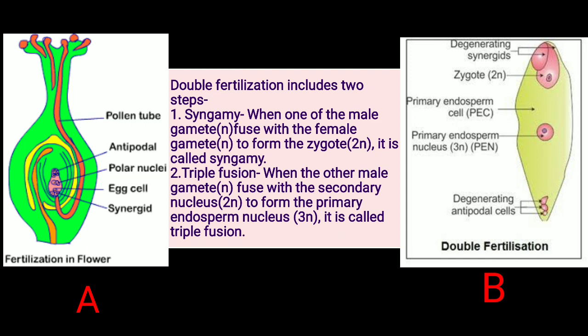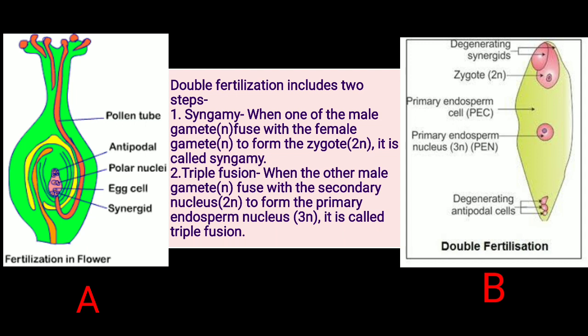Here in picture A, it represents the initial step of double fertilization, that is the pollen-pistil interaction. And after pollen-pistil interaction, the pollen tubes are formed, which come through the style to the ovule, where the embryo sac is present. The embryo sac possesses 3 antipodal cells, 2 synergid cells, 1 egg cell, and 2 polar nuclei. So the pollen tube enters through the micropylar end, or it can enter through the chalazal end, and the male gamete reaches the female gamete.